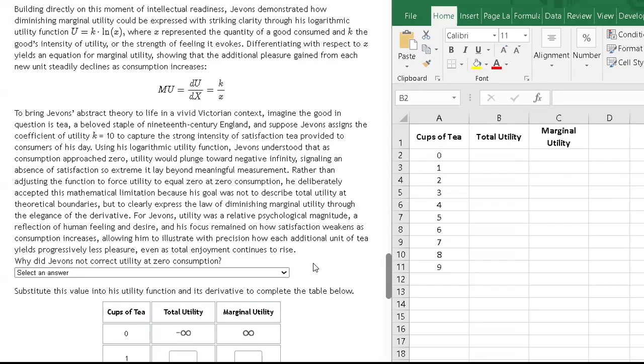For Jevons, utility was a relative psychological magnitude, a reflection of human feeling and desire, and his focus remained on how satisfaction weakens as consumption increases, allowing him to illustrate with precision how each additional unit of tea yields progressively less pleasure even as total enjoyment continues to rise.